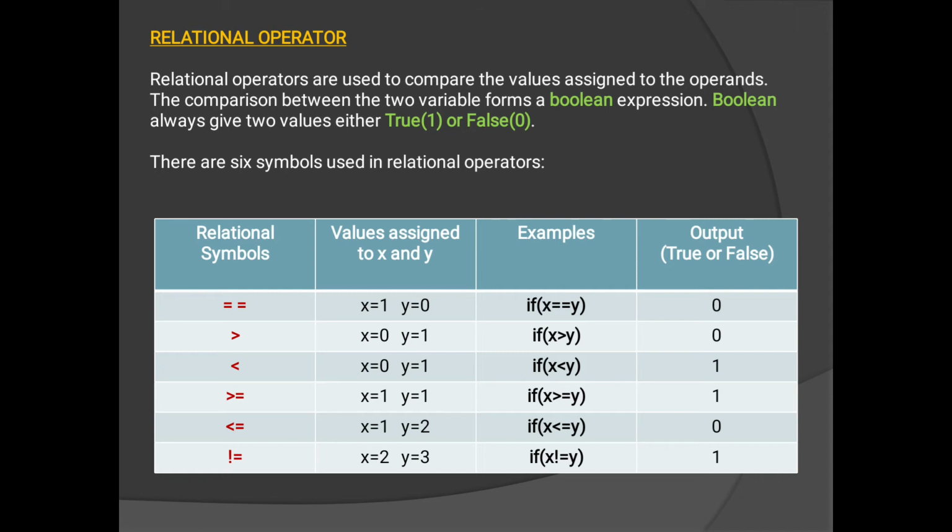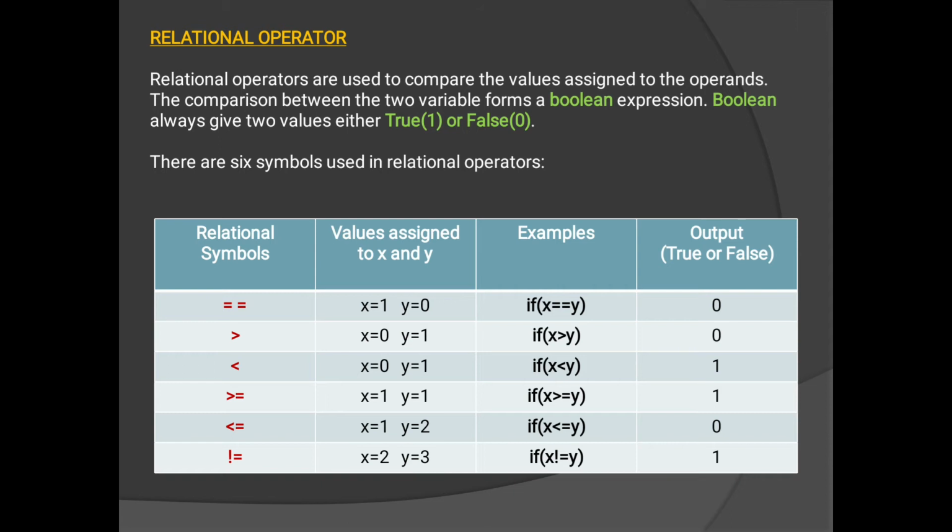So you're getting the output 0. And then greater than equal to. Here, greater than equal to means the value can be greater than the y value, or it can also be equal to the value of y. So here x is 1 and y is 1. So 1 is greater than 1? No. 1 is equal to 1? Yes. So the output is 1.